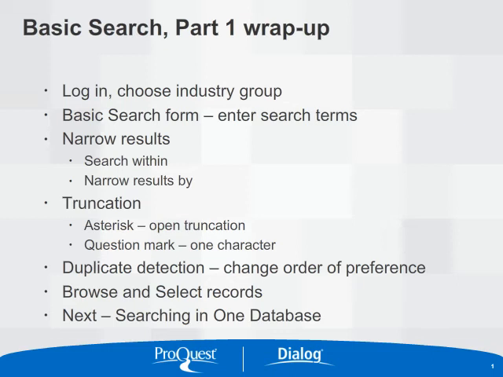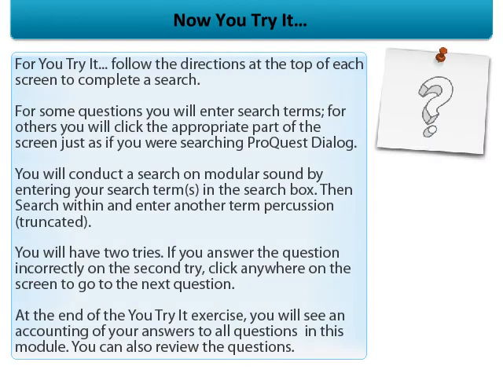Part 2 picks up where we left off in the same online session. We'll search one database from the Engineering and Technology category and see how easy it is to work with selected records using a post-processing feature. You've completed Basic Search Part 1.